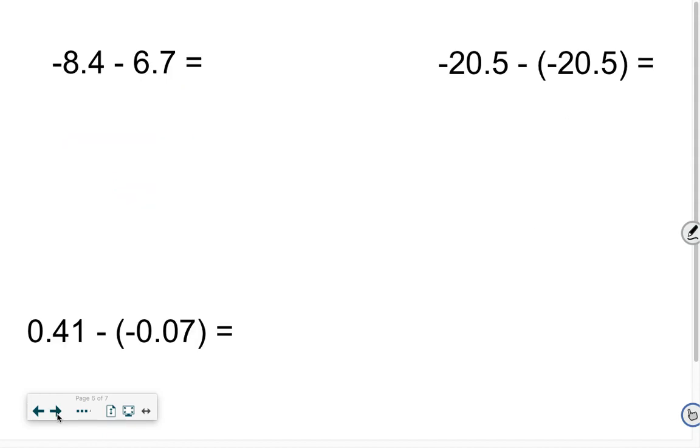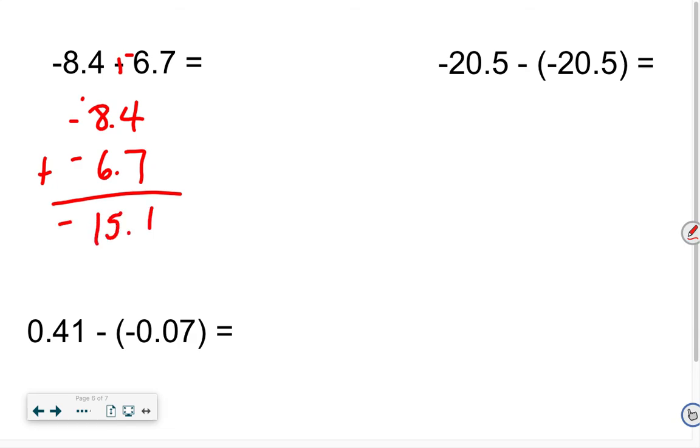Okay? So we've got decimals. Again, what do we do with the signs? Add the opposite. Are the signs the same now? Sure are. So now I have a negative 8 4/10 plus a negative 6 7/10, and I add them together. You get a negative 15 1/10.